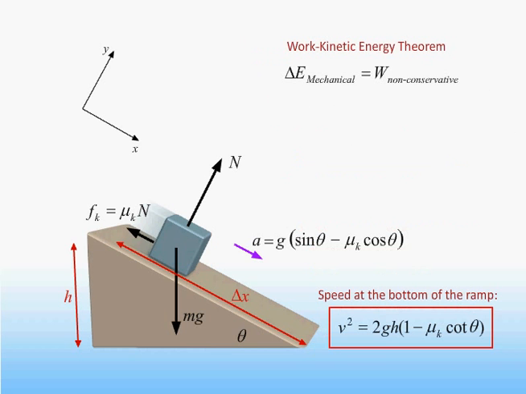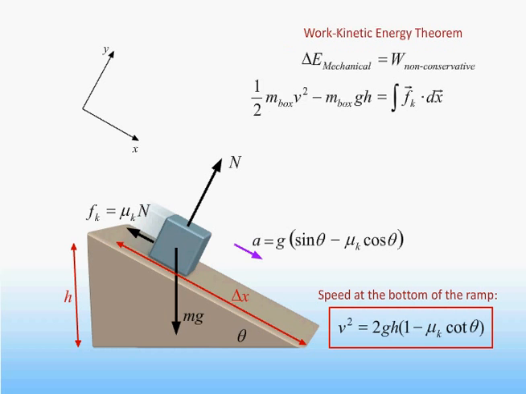We can also apply the work kinetic energy theorem here, treating the box as a particle. In this case, the change in the box's mechanical energy is equal to the work done by non-conservative forces. The normal force does no work, since it is perpendicular to the motion. Therefore, we obtain the equation shown: the change in mechanical energy of the box is equal to the integral of the frictional force over the displacement.